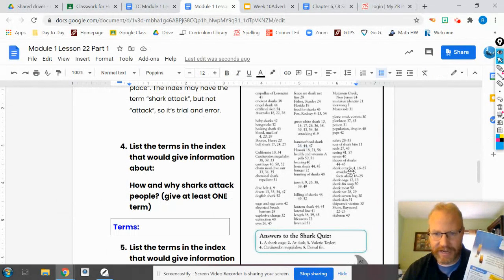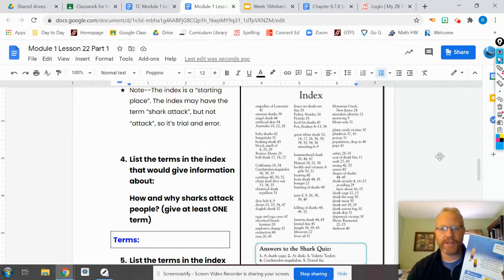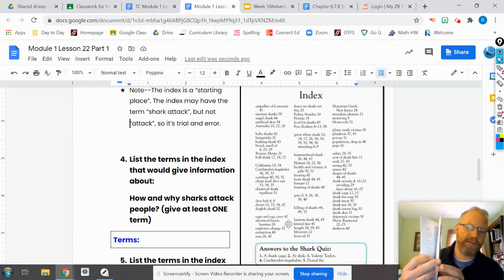So if I look for shark attacks, I could see right here shark attacks can be found on page 4, pages 16 to 25, avoiding shark attacks on page 29, facts about shark attacks on pages 16 to 25. So there you go. You can find information and find out where you should look in the book by looking for specific words. So hammerhead shark, you could find hammerheads on page 26, 44, and 47. So if you were doing research about something, let's say hammerheads, you would know which pages to find information about the hammerhead shark. And that's all through using the index, which can usually be found in the very back of the book.